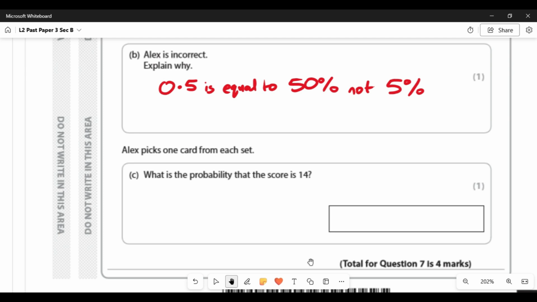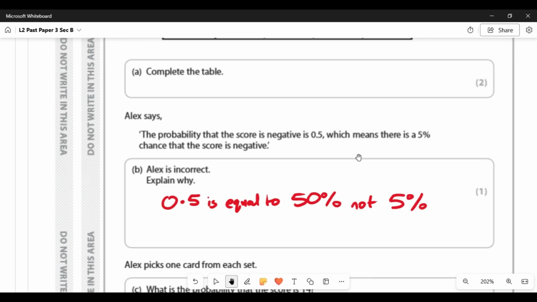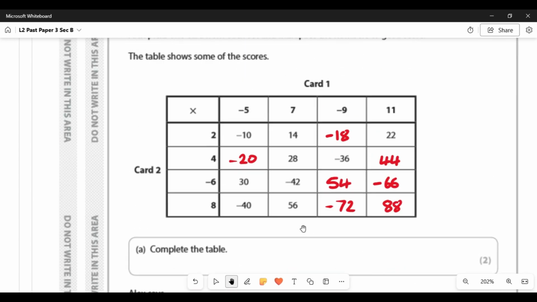Part C says, Alex picks 1 card from each set. What is the probability that the score is 14? Let's go back to the table. So I can only see 1 14. Let me just double check. Yep, there's only 1 14 out of, how many outcomes were there?